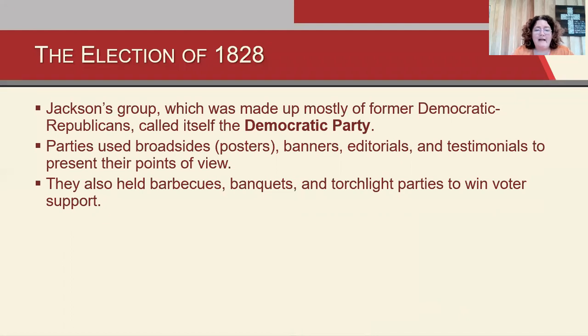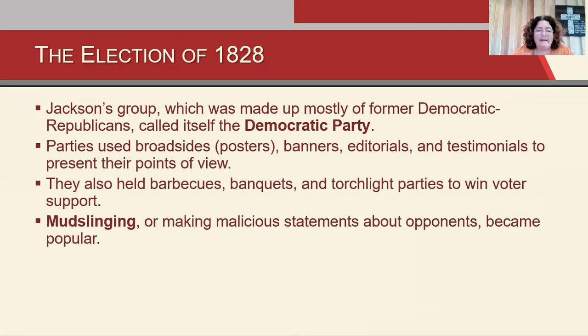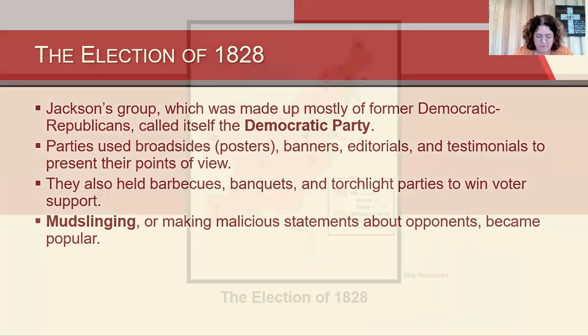Parties use broadsides, which are posters, banners, editorials, and testimonials to present their points of view. They also held barbecues, banquets, and torchlight parties to win voter support. Mudslinging, or making malicious statements about opponents, became popular.